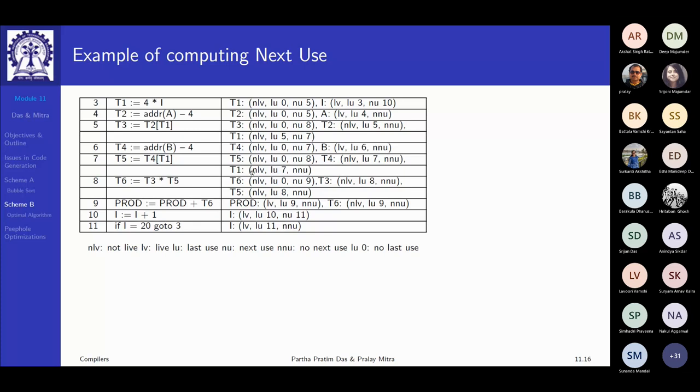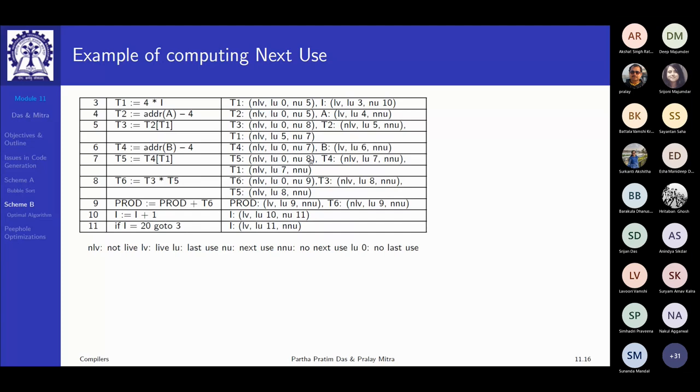Go back. So now we have T6, T3, T5, prod, and I. There's 5. Now, as I go back, I have T1, T4. They are not in this list, so their next use is not there. Last use is this instruction, so 7. They are not live, clearly. T5 is defined, so LU is 0. And T5 had a last use 8, so the next use of T5 is 8. So I have T5.